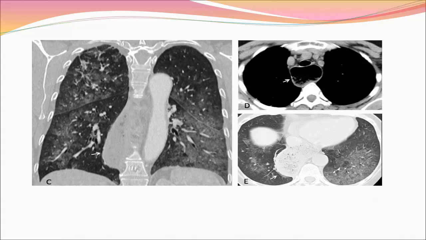Coronal CT shows a dilated esophagus, C, arrow, and the airspace disease. Axial CT images confirm dilatation of the esophagus, which is full of residue, D and E, arrows. Final diagnosis: esophageal atresia with secondary aspiration pneumonia.